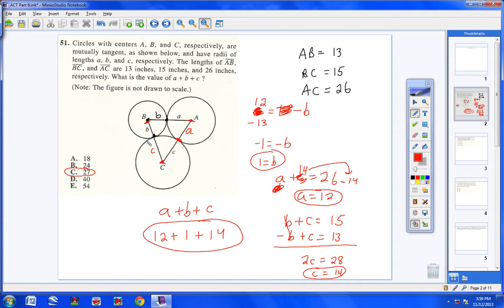So they wanted you to understand what tangent circles means. It means they're intersecting in one place on the edge of their circles. They wanted to test you on your remembering that all radii are congruent, and they wanted you to be able to list out a system of equations and then solve, which is algebra 2. So a really, really good problem.